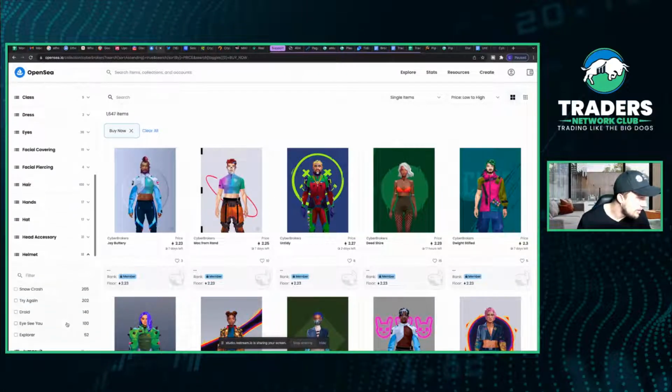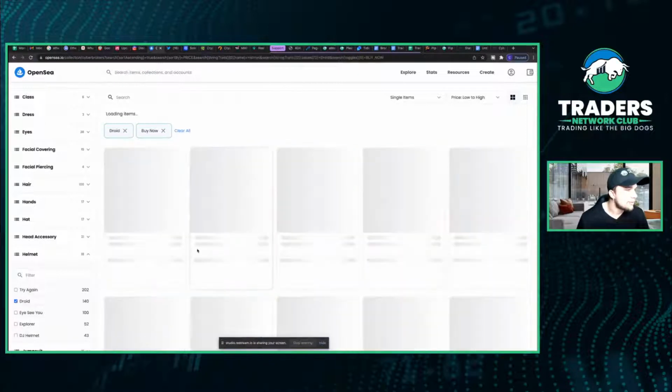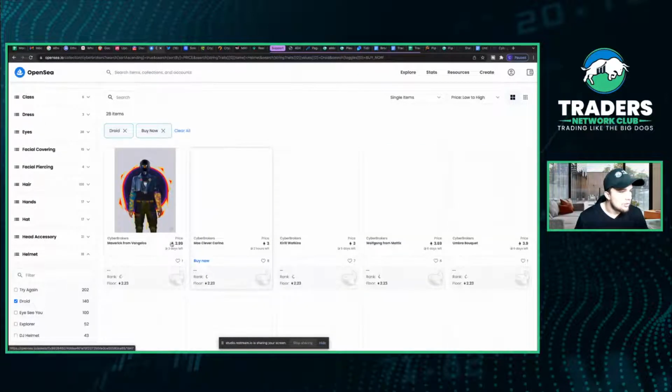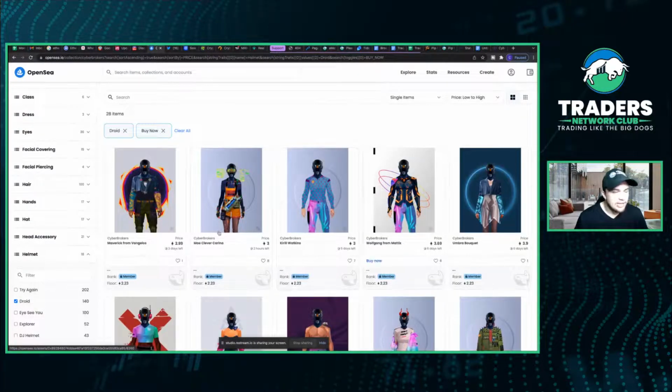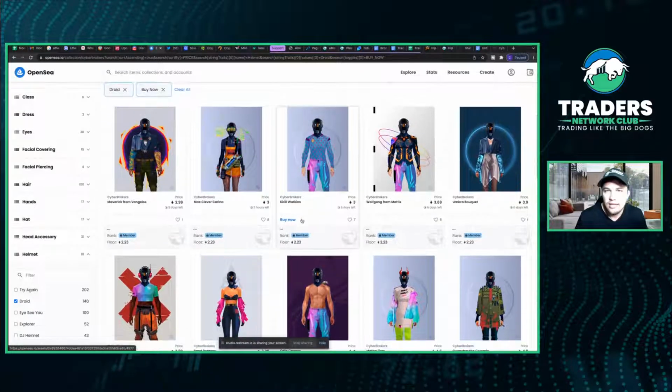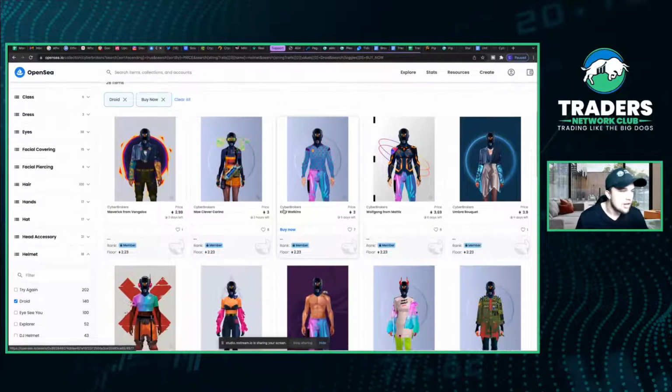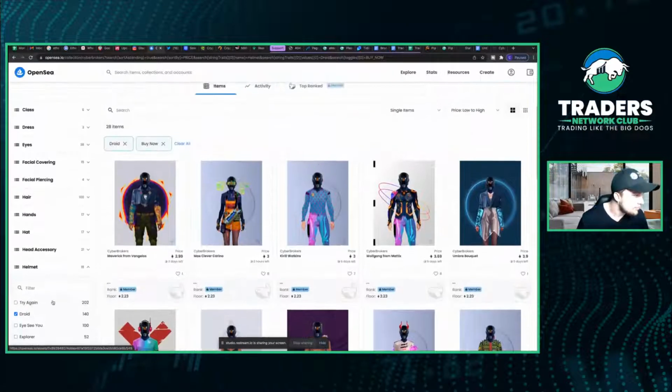Let's go look at helmet. So yeah, they got a lot right here. So let's just look at one that's just right underneath it. Like ICT, got 100. Oh, let's go Droid, 140. So this one is obviously not, this one's sitting at just 3 ETH, and you got 3 ETH here. So you can't really flip any of these because there's more right here. So it's not really a good flip. Okay. It's not a good flip.